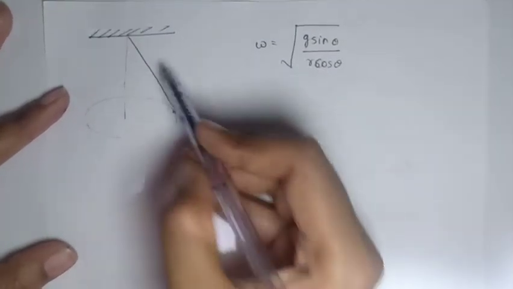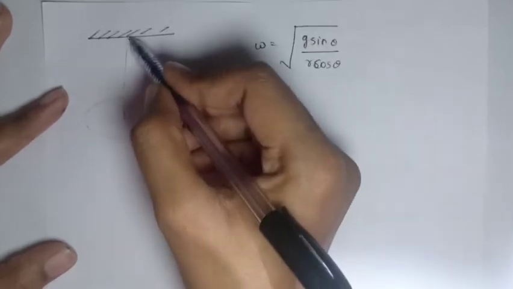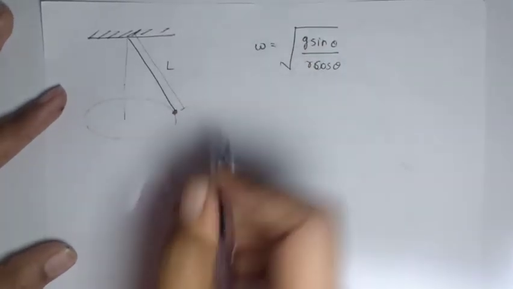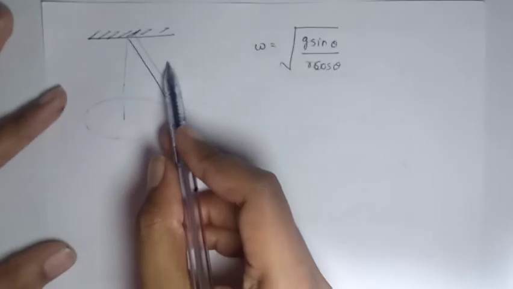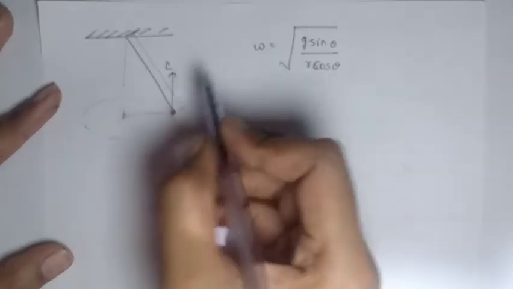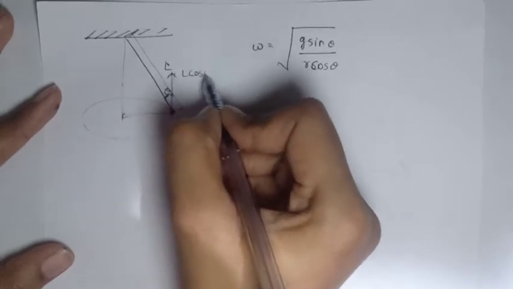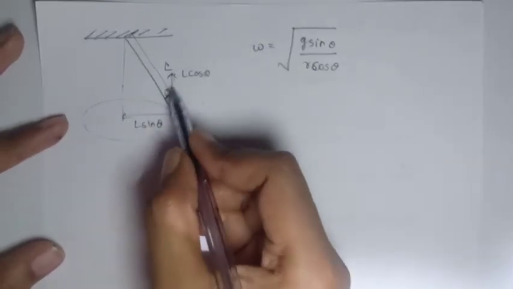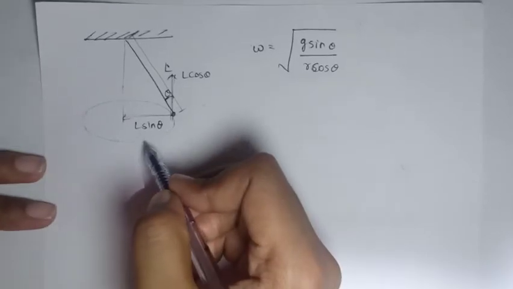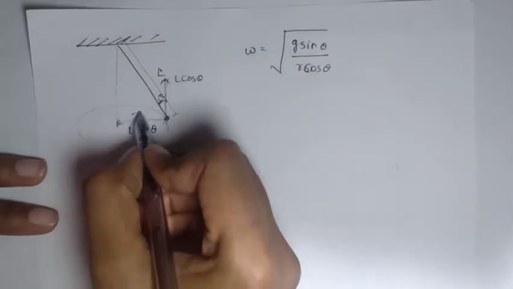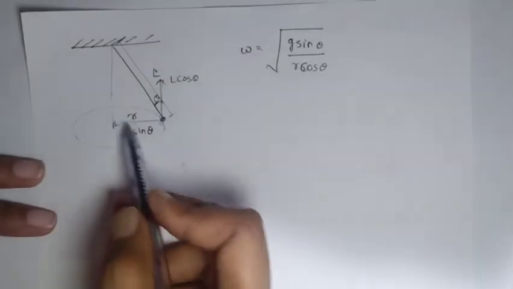Back to your diagram. This is the string, and the length of the string will be L. This L is directed like this. You can simplify further: this angle will be theta, so this side becomes L cos theta and this becomes L sin theta. I hope I don't need to explain why we have the terms L cos theta and L sin theta here. This L sin theta is nothing but r, the radius of the circular motion.